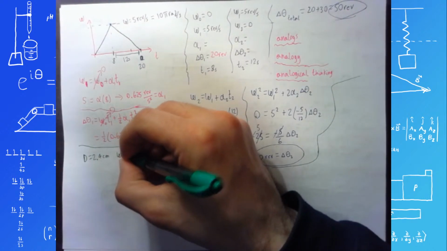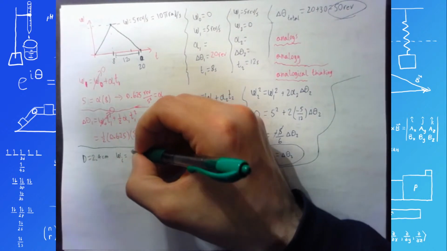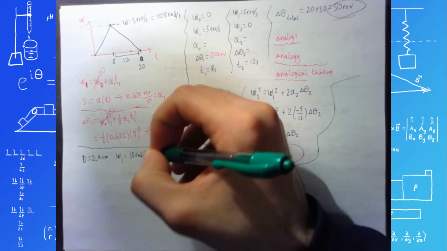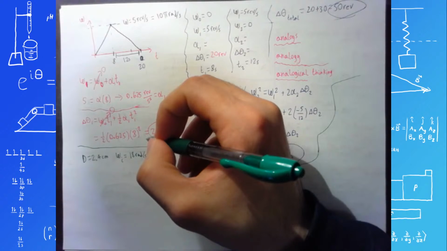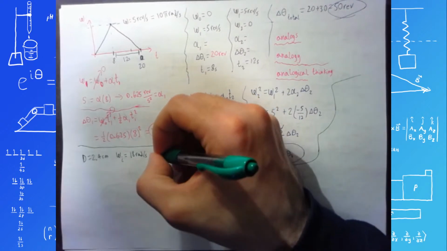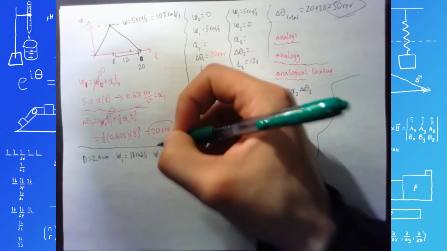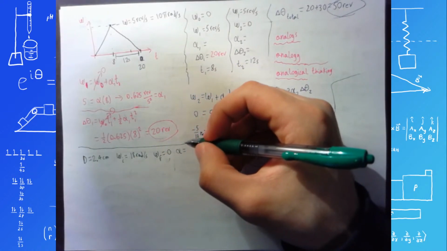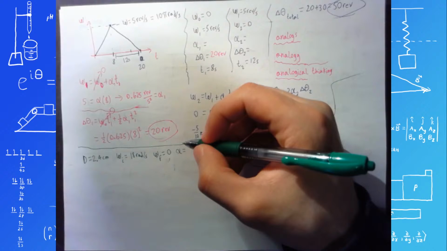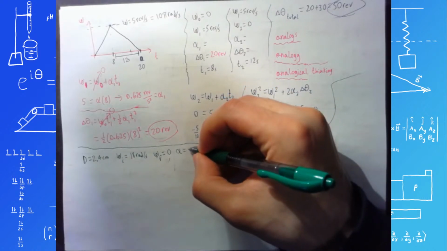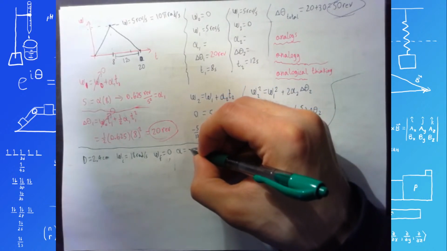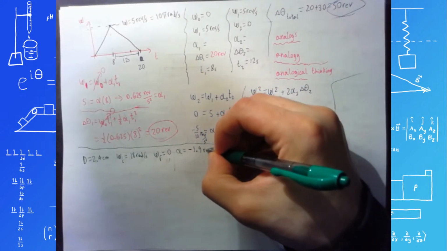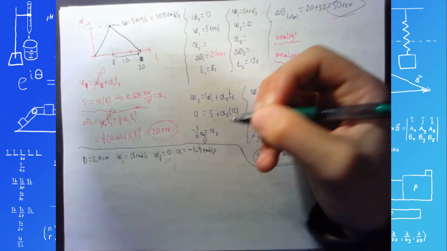So omega initial is 18 radians per second, and it comes to rest at some point, so omega final is 0. And the angular acceleration, they said it slows with an angular acceleration of 1.9 radians per second squared, so we need to remember to include the negative sign: negative 1.9 radians per second squared.